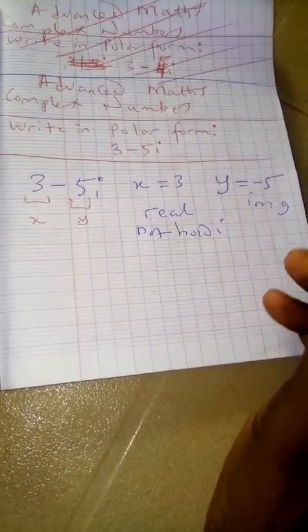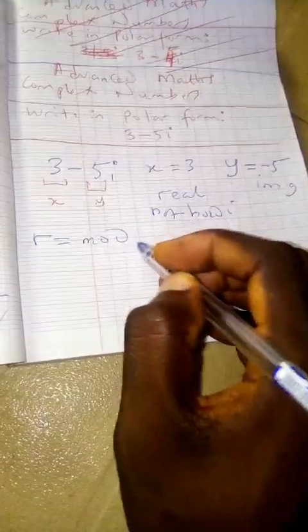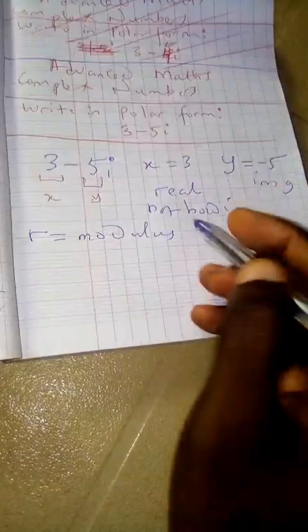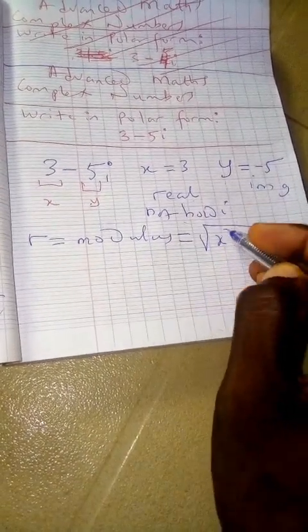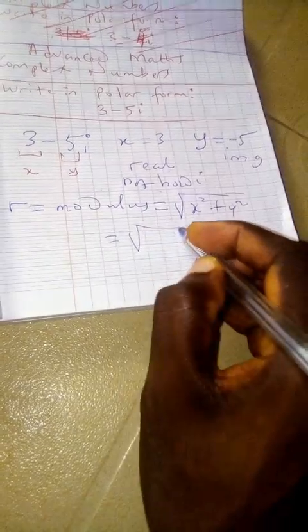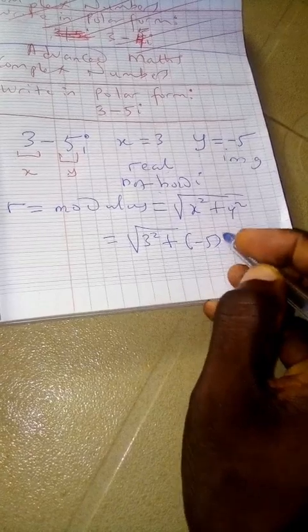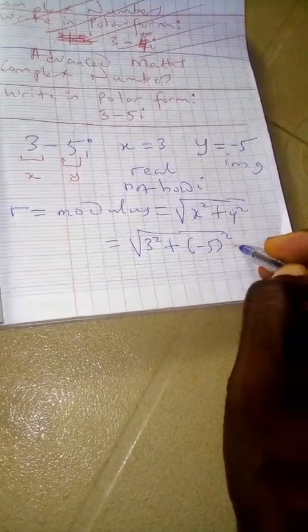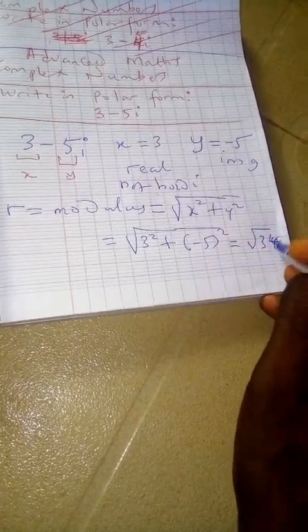So after writing these numbers out, the next thing we look for is called R. Now this R is usually called the modulus. So what you do basically is you take the square root of X squared plus Y squared, like this. So if I do that, I'm going to get the square root of 3 squared plus (minus 5) squared, right? So this will give me the square root of 34. So I've just gotten my R, this modulus.